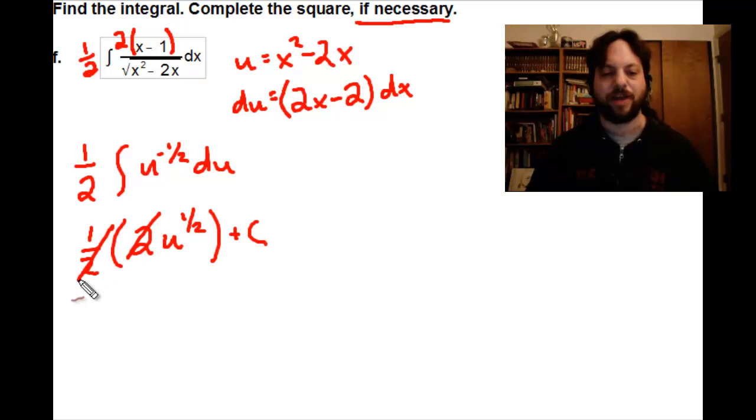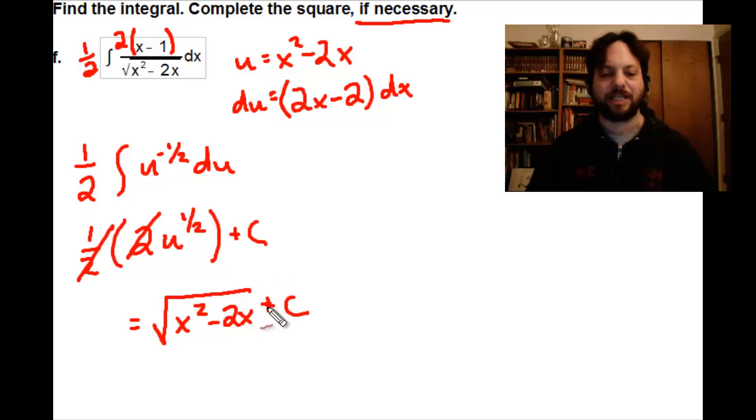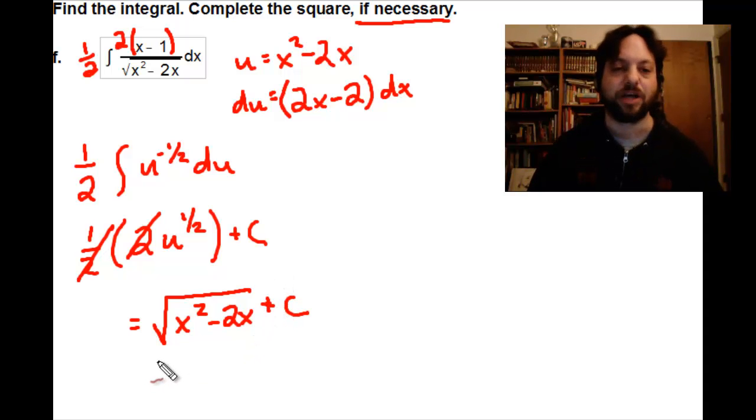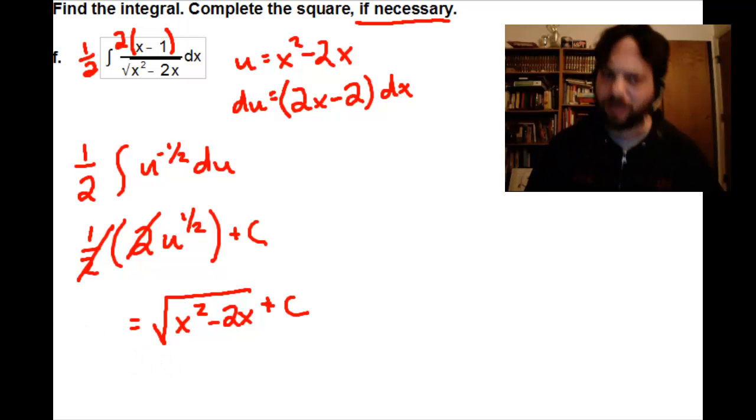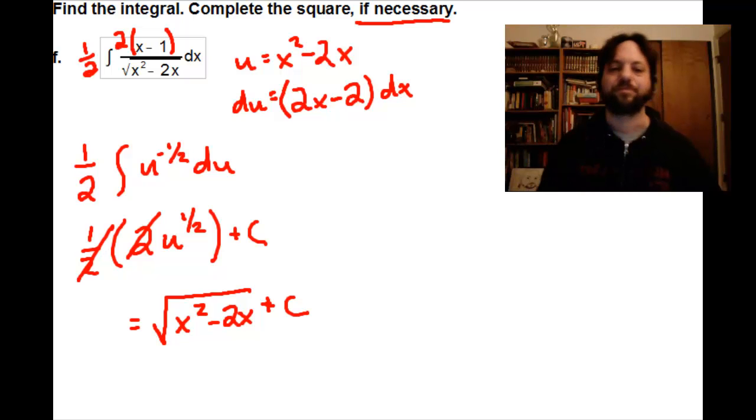The 2 and the 1/2 cancel, and notice that all I'm left with here is quite simply u to the 1/2 power. So there's the 1/2 power. There is my u. There's my constant of integration. And that's as easy as this problem is. Don't be tempted to always use the arc functions just because we're in the arc function lesson. Still, use your mind.